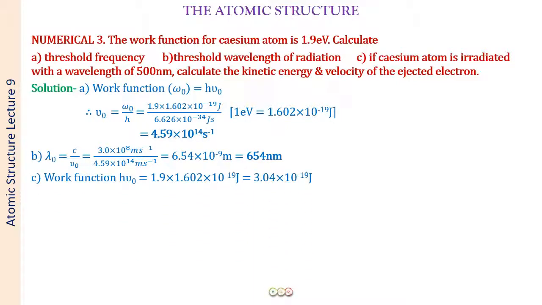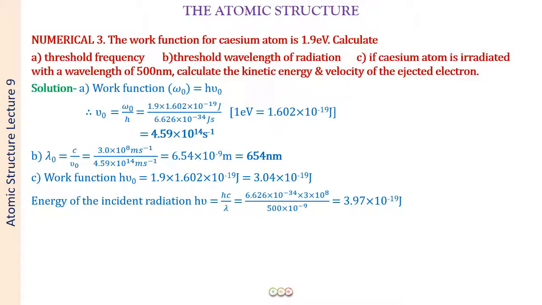And now we have to calculate the kinetic energy and the velocity of the ejected electron when the radiation falling is of a wavelength 500 nanometer. So the work function h nu naught, this was 1.9 into 1.602 into 10 power minus 19 joules. So this comes up to 3.04 into 10 power minus 19 joules.